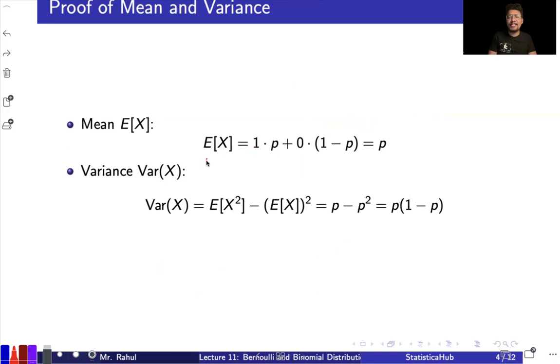So we have to go for the expected value of X. That will be 1 into P plus 0 into Q. So we are getting P only. Okay. In the same way, you have to go for the expected value of X square minus the expected value of X raised to the power 2. If you solve this part, that will be 1 square into P plus 0 square into Q. This part is 0. We are left with only P. So P minus P square, I'm going to get P into 1 minus P. Okay. So you have to memorize the mean and the variance of the Bernoulli distribution.